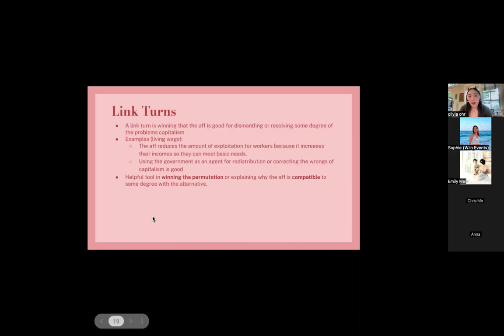So the next part of aff v cap K is the link turn, or just link debating in general. So a link turn is winning that the aff is good for either dismantling or resolving some degree of the problems of capitalism. So an example in the living wage context is the aff reduces the amount of exploitation for workers because it increases their income so they can meet basic needs like food, housing, etc. And also you can make arguments why using the government as an agent for redistribution or correcting the wrongs of capitalism is good. So these are very helpful in winning the permutation debate or explaining why the aff is compatible to some degree with the alternative.